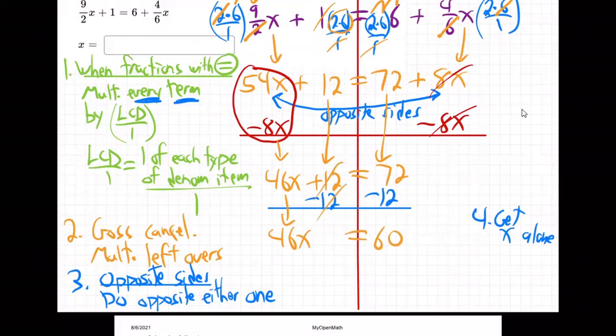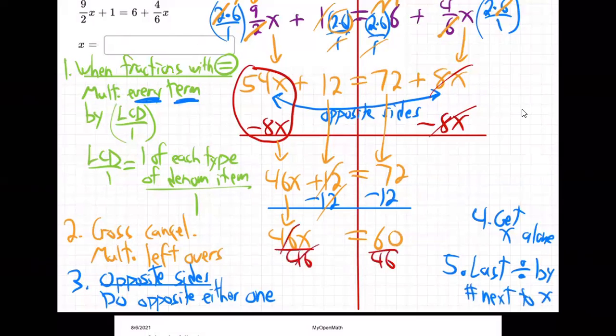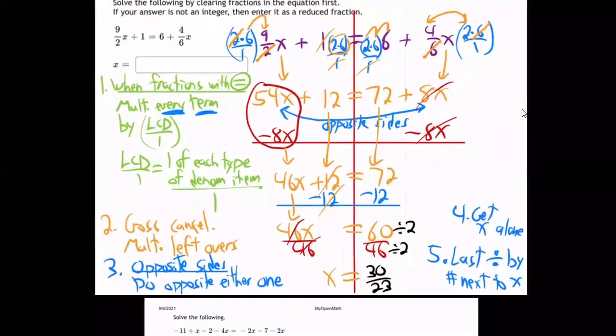And last step, you know the last step. Last, divide by the number next to x. So I'm going to divide by the 46. Boom, boom. x equals. Now you got to reduce that fraction. I didn't realize I have to do that. So let's see, divide by 2, top and bottom. That'll become, what's that? 30 over 23. And that's as far as it can go. We can't reduce that anymore. There we go, 30 over 23.